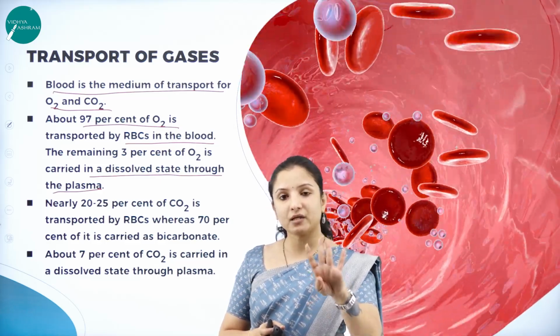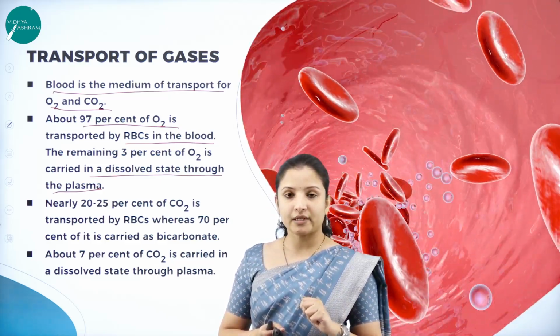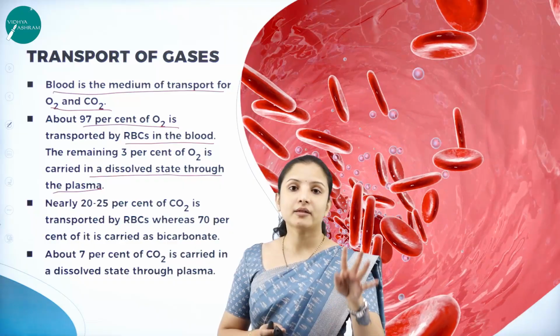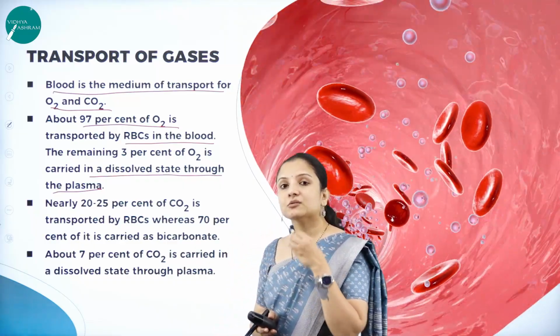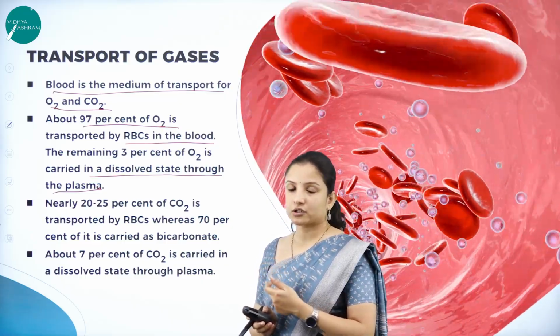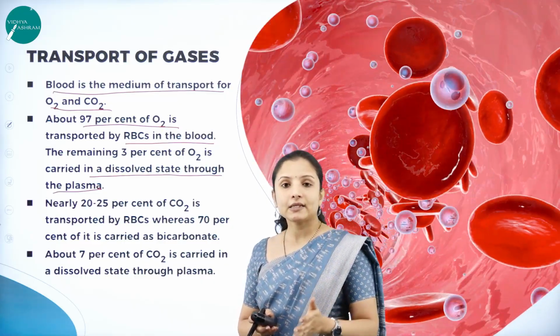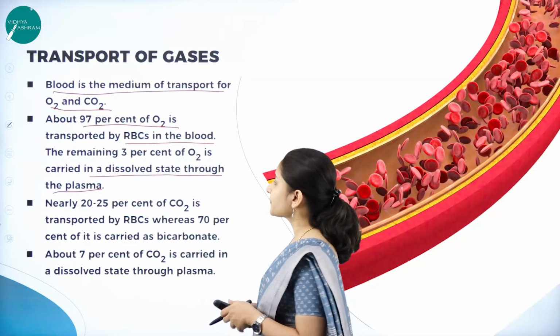So RBCs are very important, because the red blood cells are made up of hemoglobin. Hemoglobin is made up of 4 iron components, right? And these irons are the ones that actually help in the transport of oxygen. So that is why RBCs play a major role in the transport of oxygen. How much percentage? 97% is transported by the RBC.